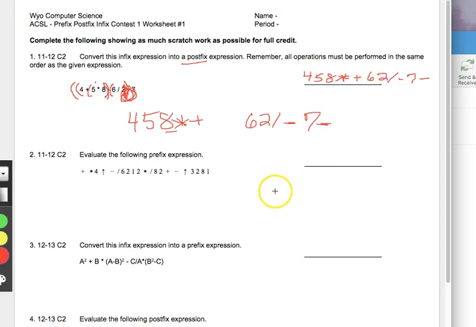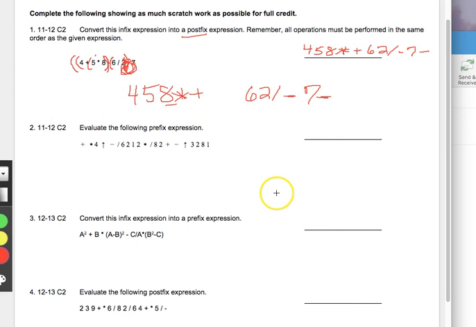There's a free answer. Now let's do part of number 2, and then you can go back and check my answer to number 1 and make sure it's right. Number 2, we've got prefix, and we need to evaluate it. So in other words, you have to understand it, which in a way means that you would have to understand how to do the infix.